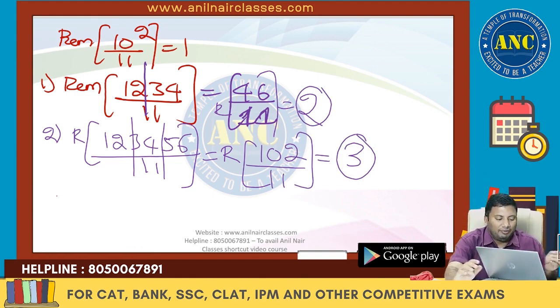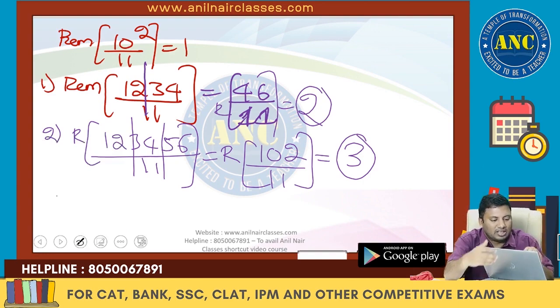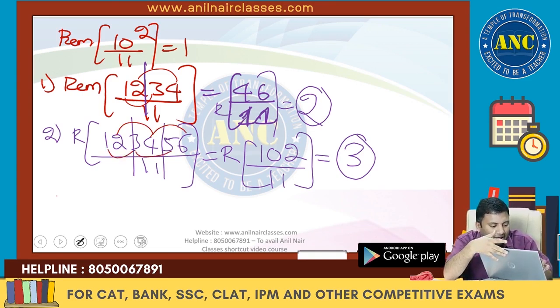Even if you check by using the divisibility rule you already know, that also will give you the same answer. 4 plus 2 is 6. 3 plus 1 is 4. 6 minus 4 is 2. 6 plus 4 is 10. 10 plus 2 is 12. 5 plus 3 is 8. 8 plus 1 is 9. 12 minus 9 is 3. I hope the idea is clear.